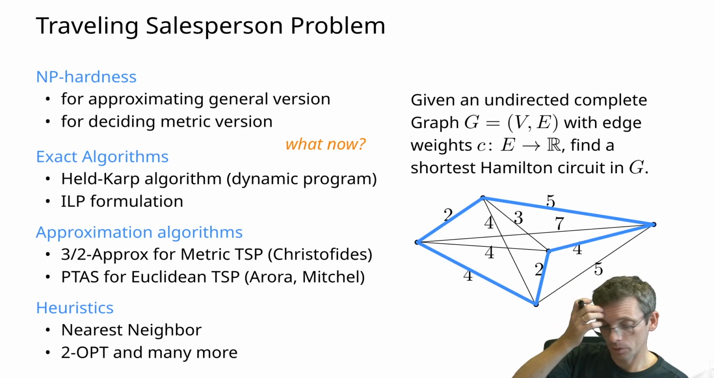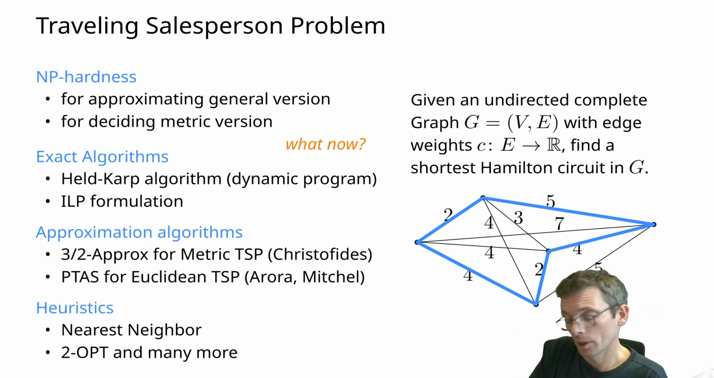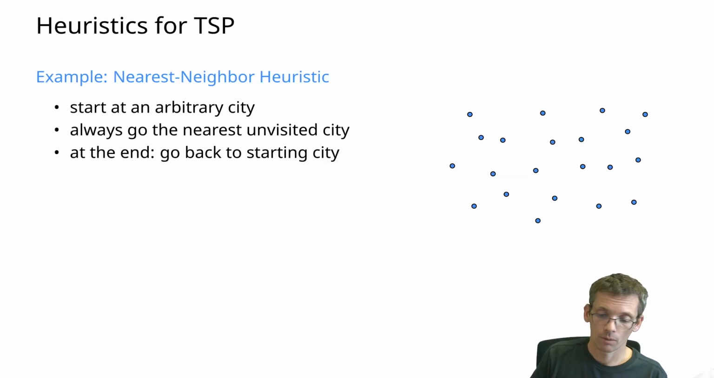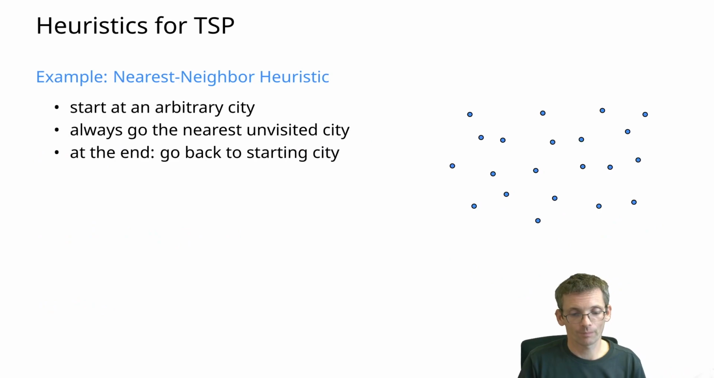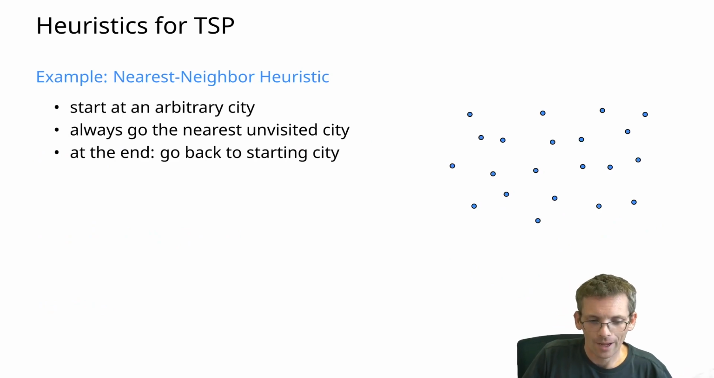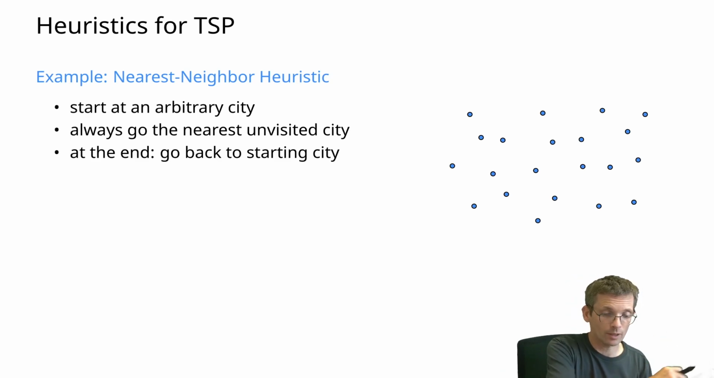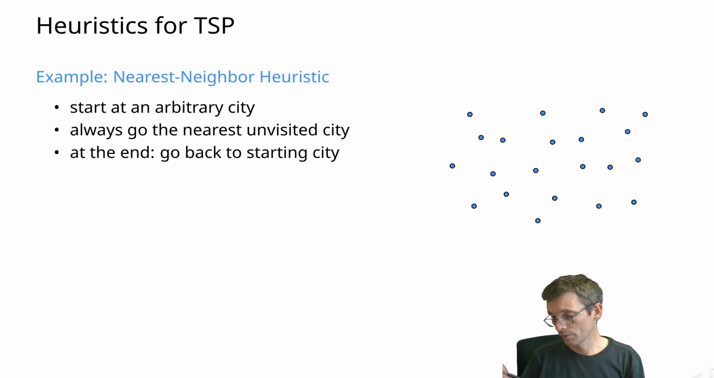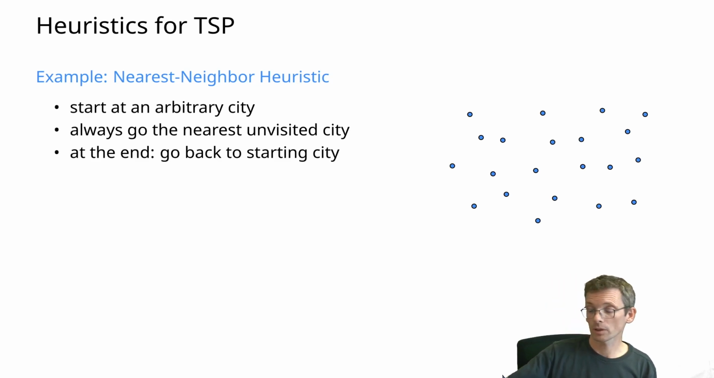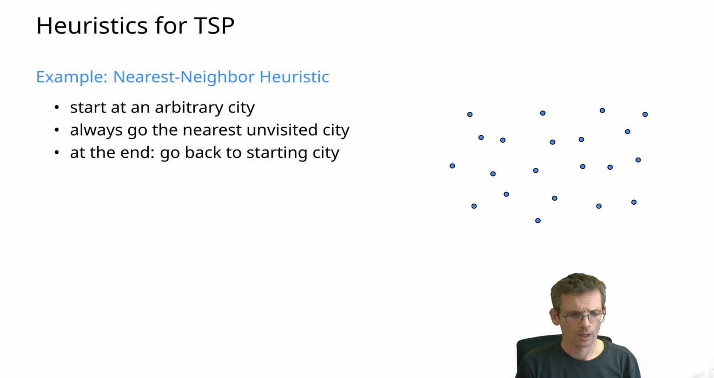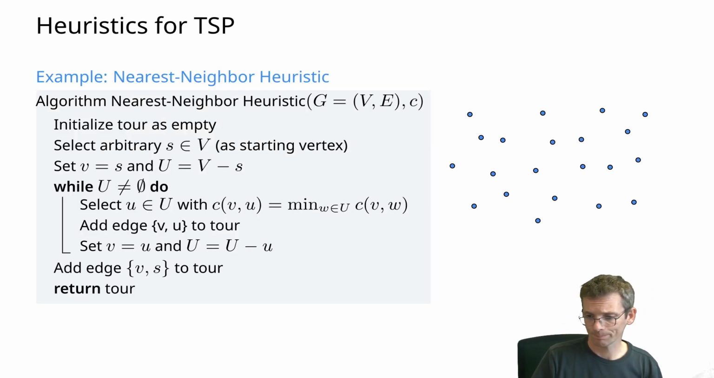One I want to look at just briefly now, the nearest neighbor heuristic, is maybe the simplest heuristic for the TSP. What do we do? We start somewhere, for instance in Dortmund. We go to the nearest city, which in my example would have been Bochum, and then from Bochum to the nearest, and so on until we visited every city that we wanted to visit. Then we go back to the start. In pseudocode, that looks like this.